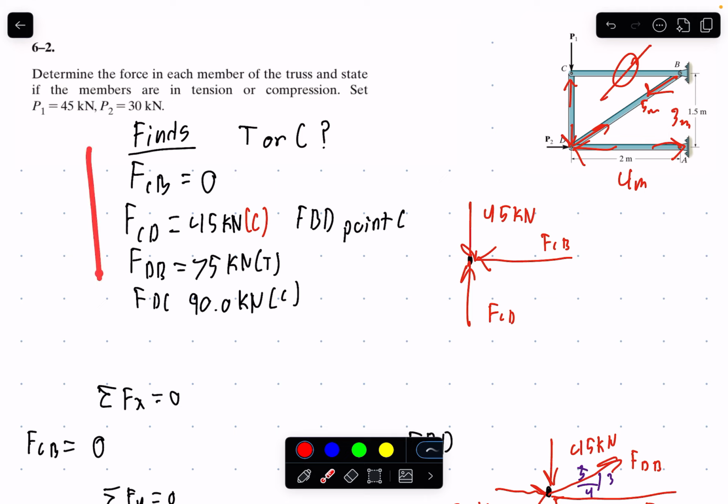But anyway, we found all of our find variables right here. So that's it. We're done.